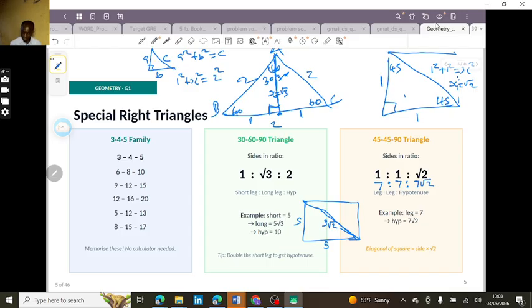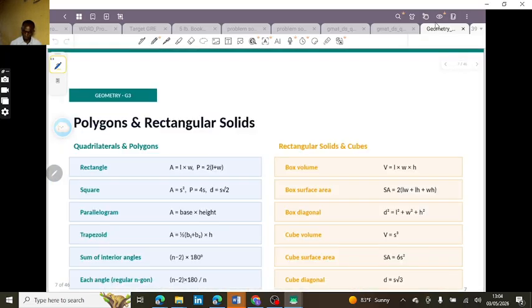And once you see it, you quote this formula: 1, 1, root 2. So it is 1, 1, root 2. Okay, let's go back to the question.